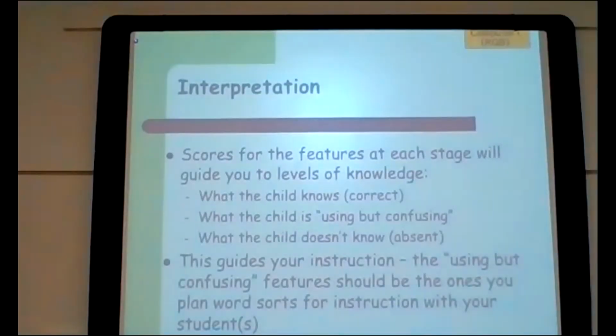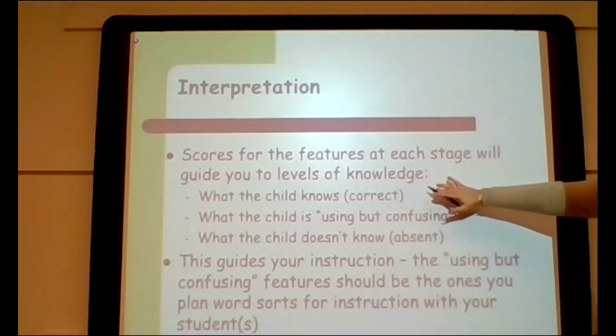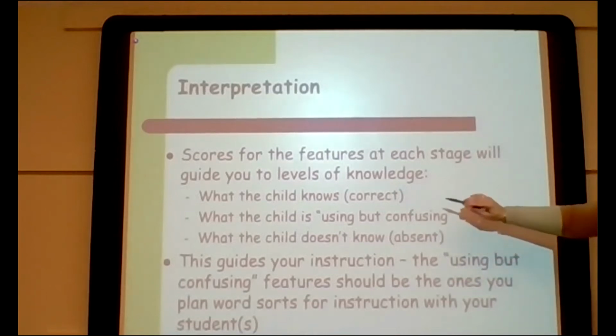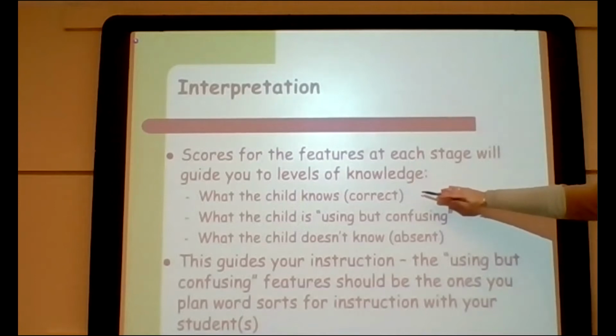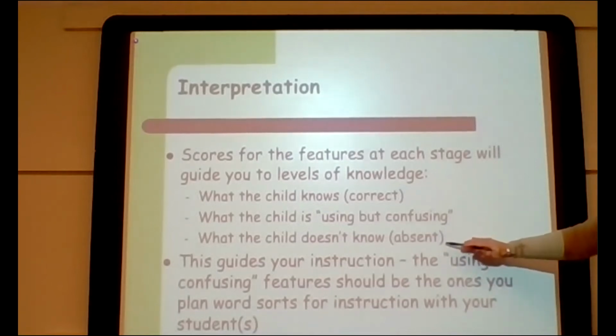Okay? So, go back to this PowerPoint for a moment. What we're trying to figure out, with the feature scores, is what the child knows, which is what is correct, what they're using but confusing, and what they don't know, or what's absent. What's correct would be what they have at their independent level. What they're using but confusing is at their instructional level, and what's absent is at their frustration level.